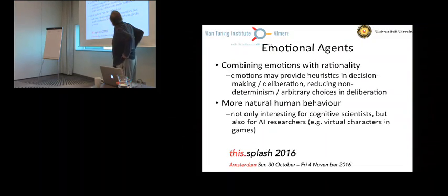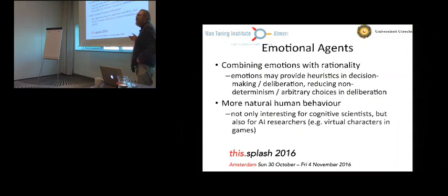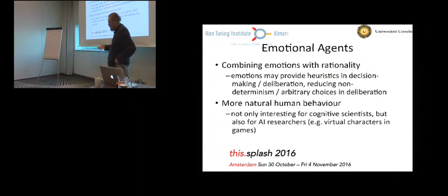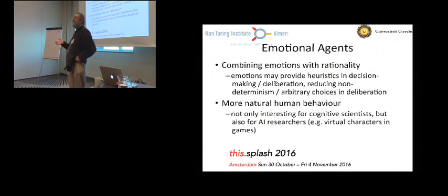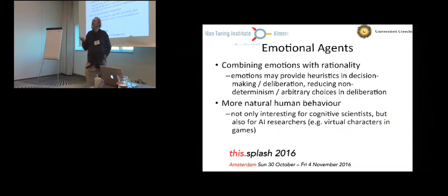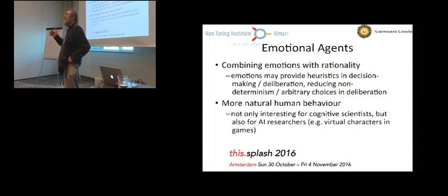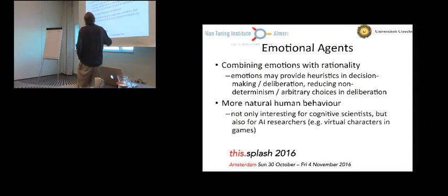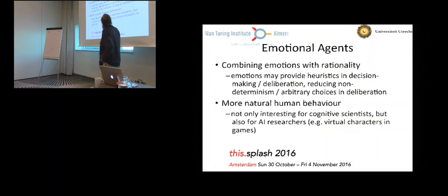Well, one slide on emotional agents. Combining emotions with rationality makes sense. Actually, it became apparent in the psychological literature that emotions are not irrational, but they can help rationality. Here we use emotions to provide heuristics in decision making. Normally we have a lot of rules that apply, and here we make choices on the basis of emotions.